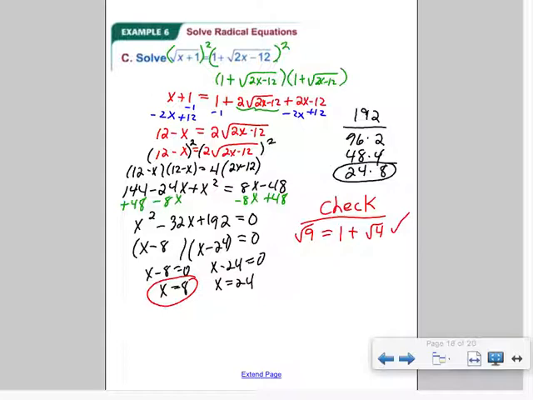So 8 works because you get 3 on the left side. Wait a second. No, it doesn't work. Let's see. 9, that's 3. And then 1 plus, yeah, it is 3. I'm sorry. Okay, 8 works. Now let's try 24.